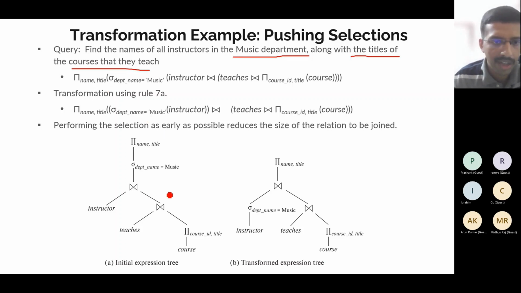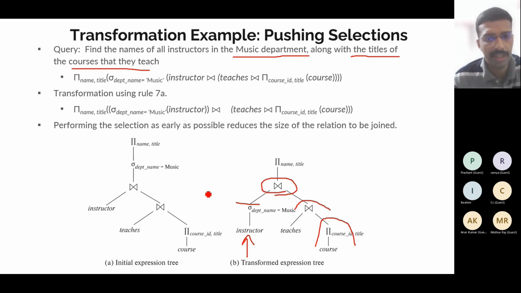As we saw, this was done there, right? For instructor, a select on department name. Then course was projected based on course ID and title. A join was done with the teachers. Then another join was done with the instructors from the music department and the course ID taken by those teachers. Finally, I want the name and the title alone, so those were projected.